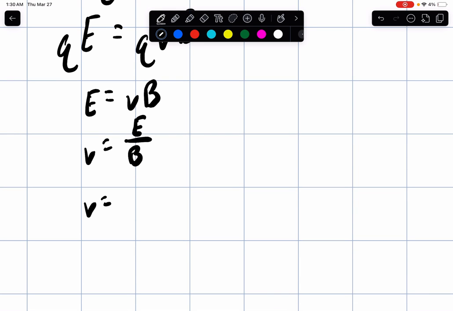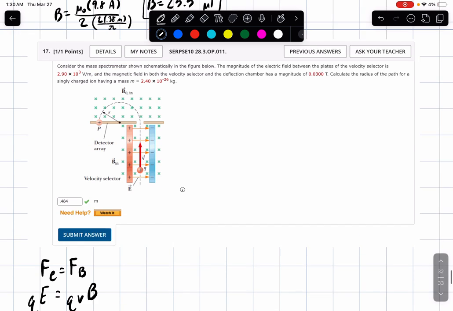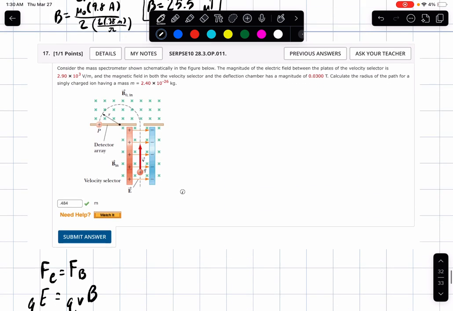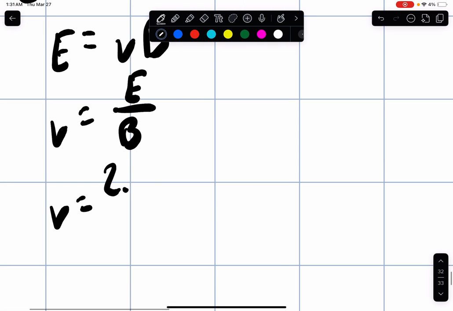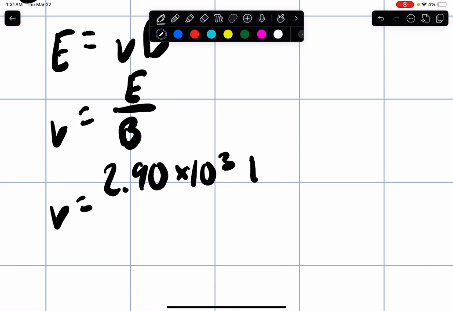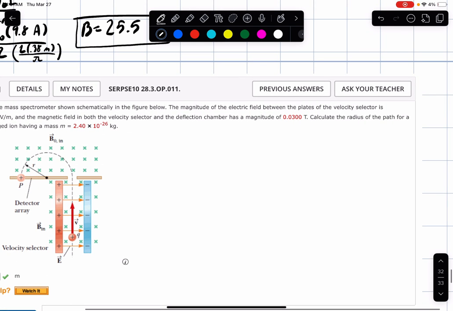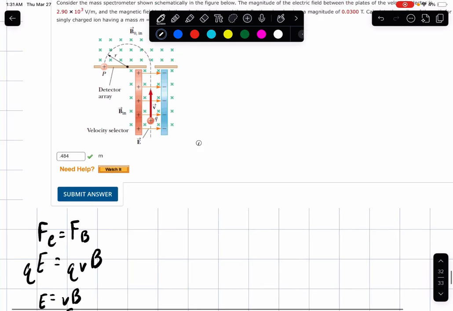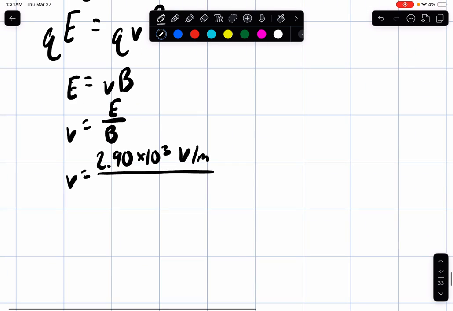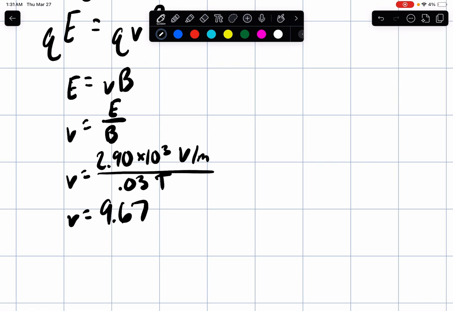And you have those parts. Your E is 2.90 times 10 to the third volts per meter, and that's over B, which was 0.03 teslas. So that means that your velocity is 9.67 times 10 to the negative fourth meters per second by plugging into your calculator. So now, again, you wonder, why did I solve for velocity?